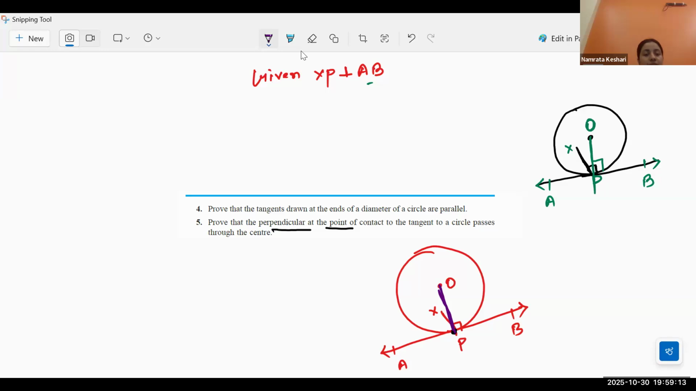Now it is not possible to draw two different perpendiculars to the same line at the same point, one like this and one like this, as two different line segments. It's not possible at all. Hence these two are the same line segment, or we can say that XP must be passing through O. Clear?